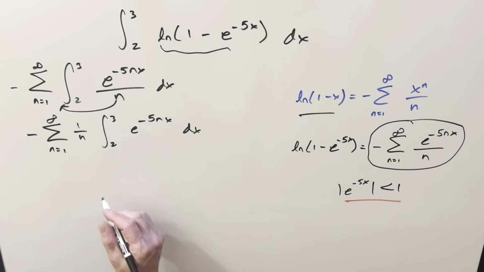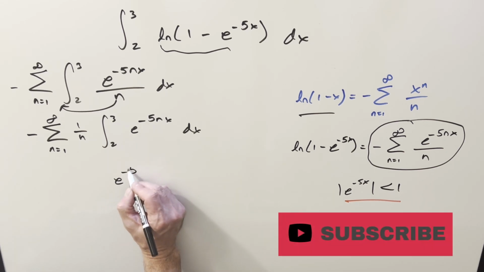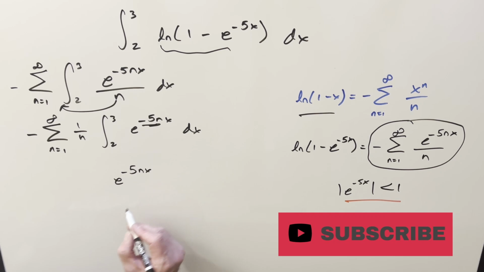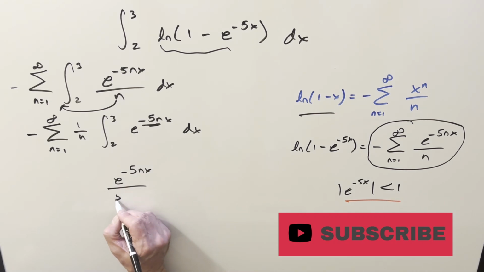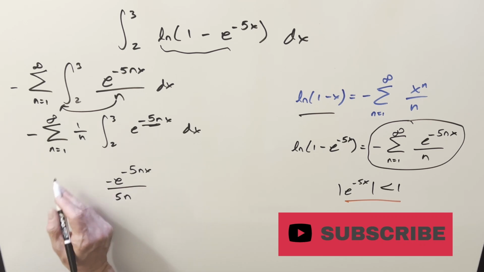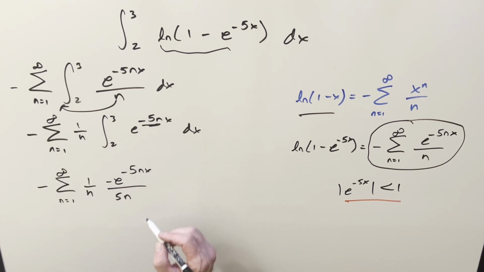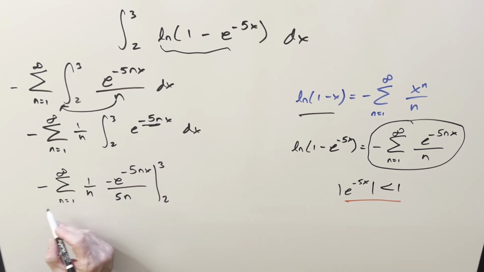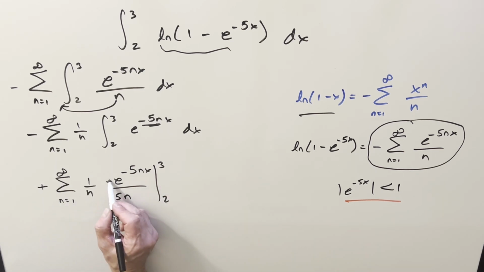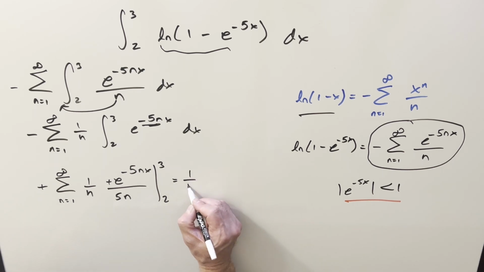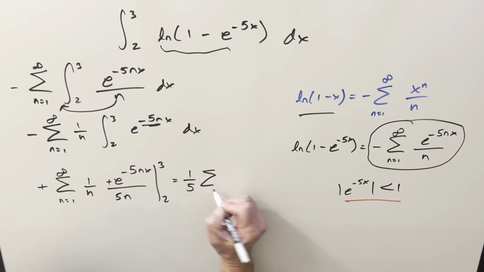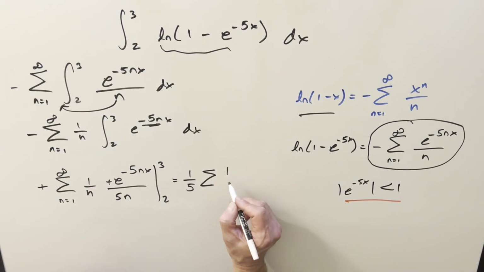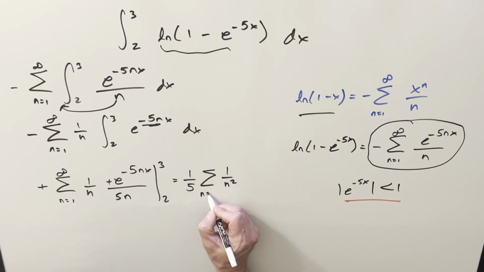But now integrating this is going to be real easy. This is just going to be e to the minus 5nx, and then we'll take the constant part out in the denominator, so we'll have 5n here. Let's bring the minus over there, and we'll have this inside of our sum. And now for this thing, we just need to evaluate from 2 to 3. But when I do this, let's cancel the minus sign. So minus times minus is plus. And also the 5 here, we can bring that all the way out front as a constant. So we're going to end up with 1/5 the sum. Combining 1 over n times 1 over n, we'll have this as 1 over n squared here.